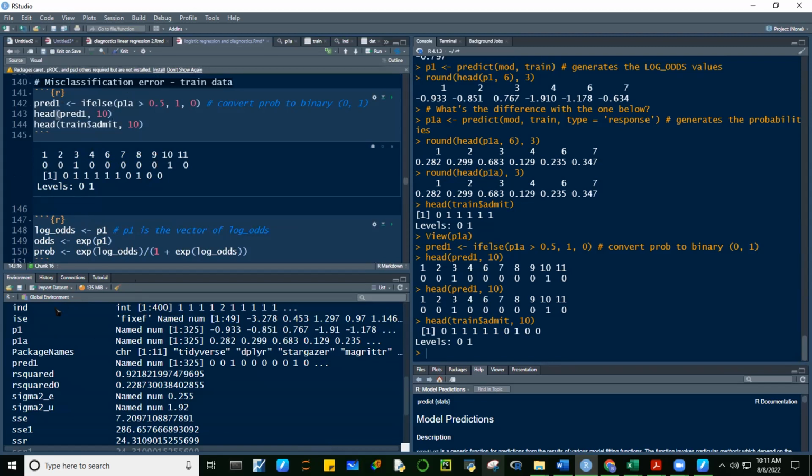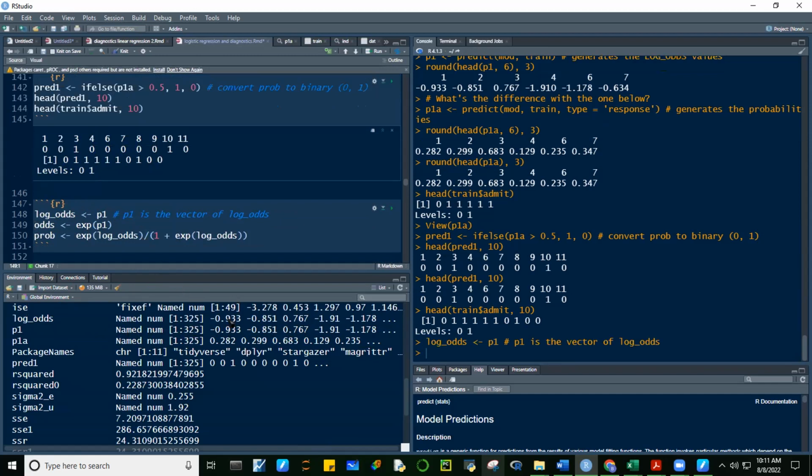Okay? So P1 is just a vector lang siya, no? So dito, okay, ginawa ko siyang log odds. I created another vector called log odds. Pareho lang laman nun, ano? Tapos, what I did here was to get the odds ratio. So si odds ratio is just converting your log odds into odds. So kinuha lang natin yung exponentiation niya.